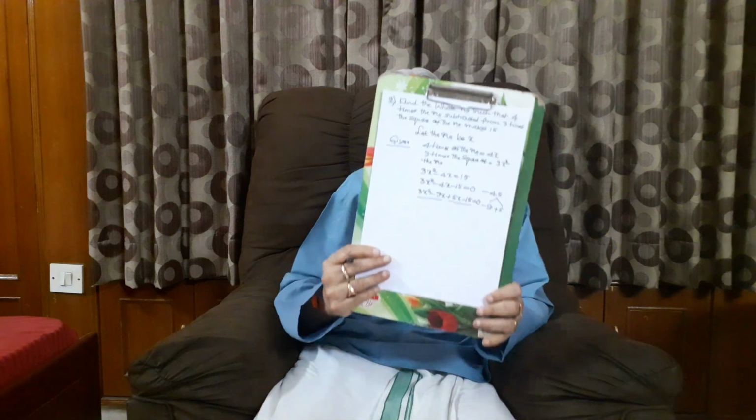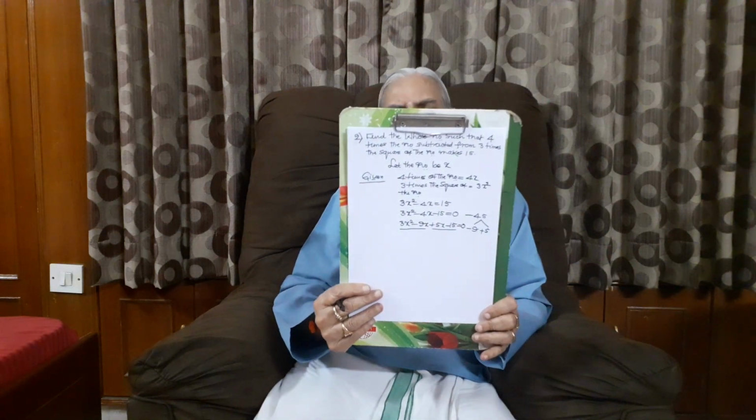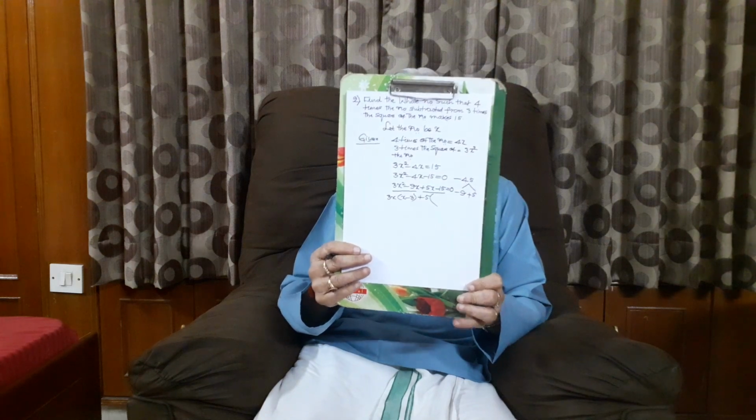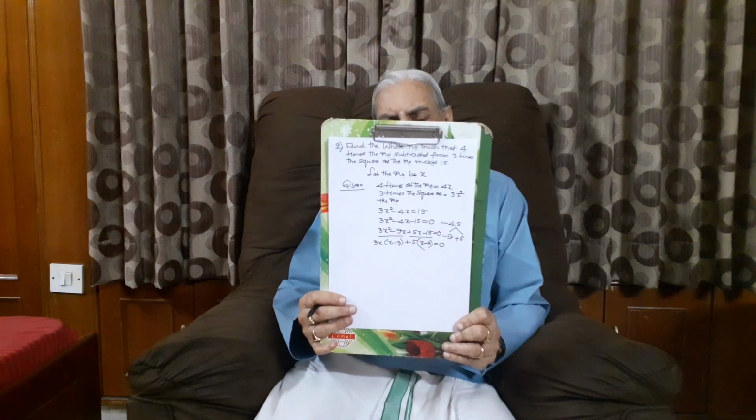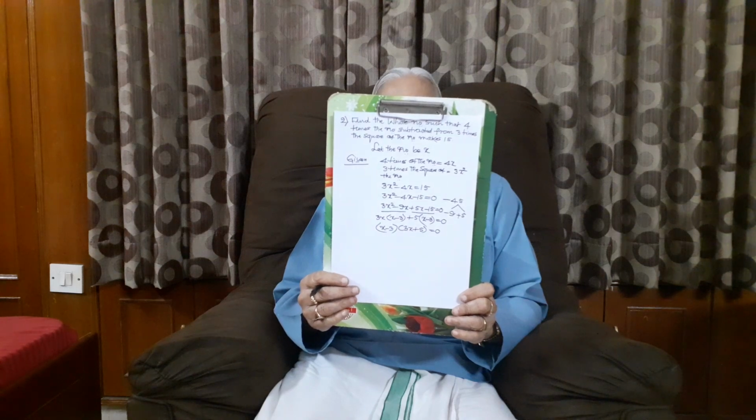Okay. Between 3x squared minus 9x, what is the common factor? 3x is the common factor. Take it out: 3x into x minus 3. Then plus 5 into x minus 3 equals 0. Again there is a common factor. What is the common factor? X minus 3. Take it out. So x minus 3 into 3x plus 5 is equal to 0. See that?